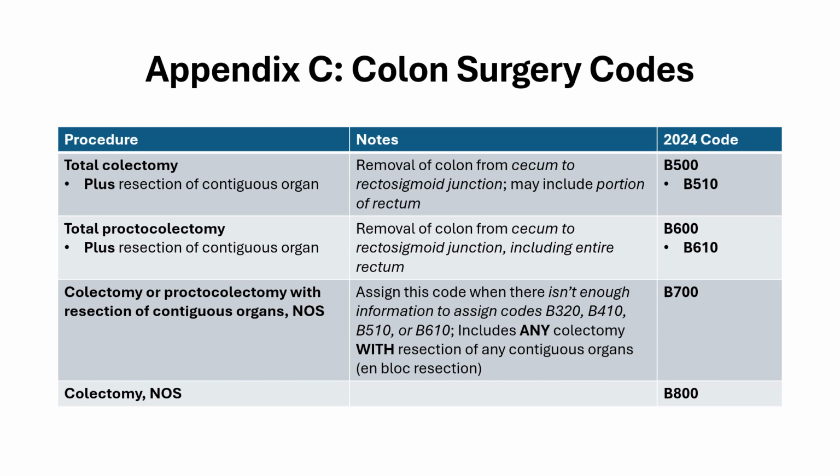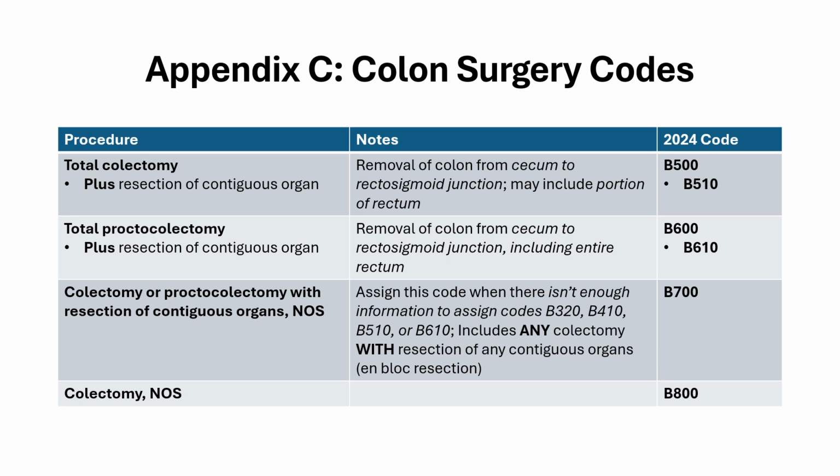Continuing on with colon surgery codes, we have total colectomy, and that is the removal of the entire colon from the cecum to the rectosigmoid junction, and it could include a portion of the rectum. Not the entire rectum, but just a small portion. Those are the B500 codes. A total proctocolectomy is the removal of the colon from the cecum to the rectosigmoid junction, and this does include the entire rectum. That is B600 or B610.